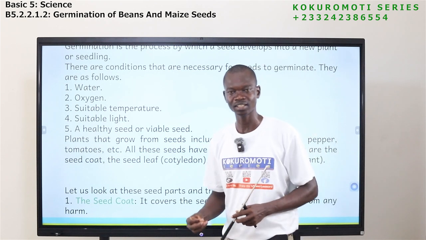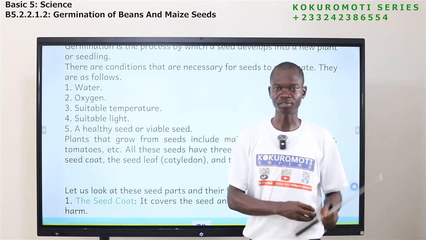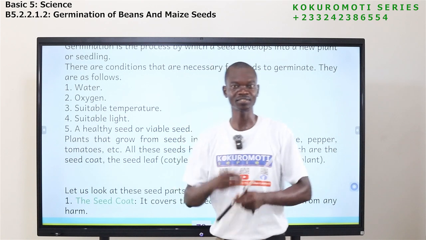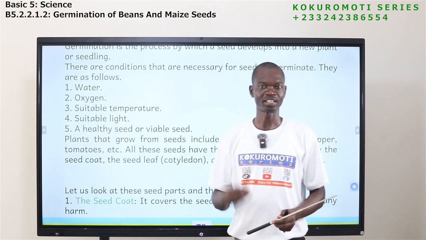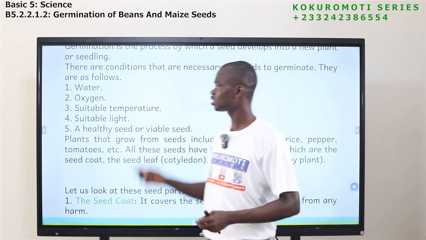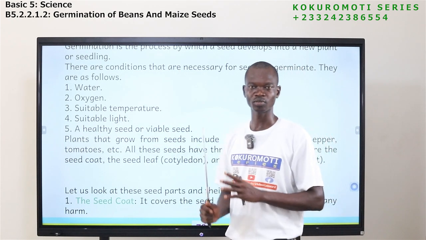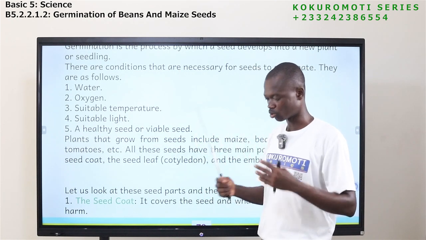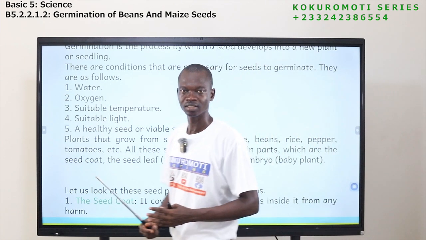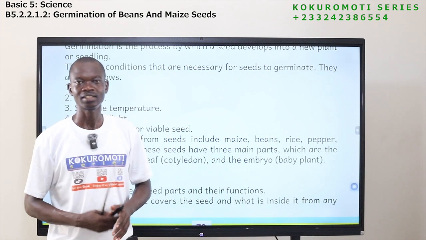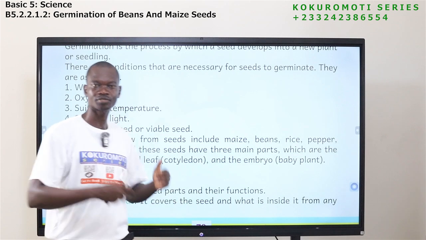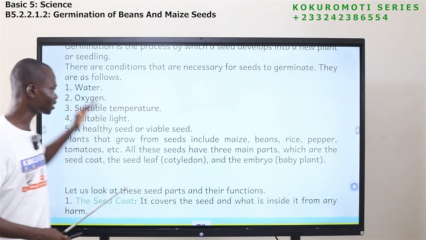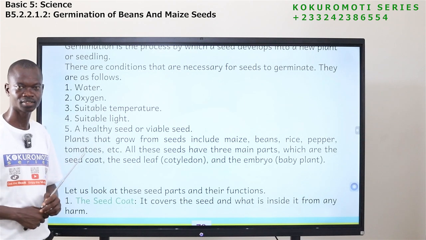So if the seed is attacked by weevil, if the seed is broken, if the seed is even dead, there is no way germination can take place. So these conditions are necessary ones that need to be present before germination can take place. So in exams, if you are asked to write 5 necessary conditions, 4 necessary conditions for germination, these are the things that you need to write.